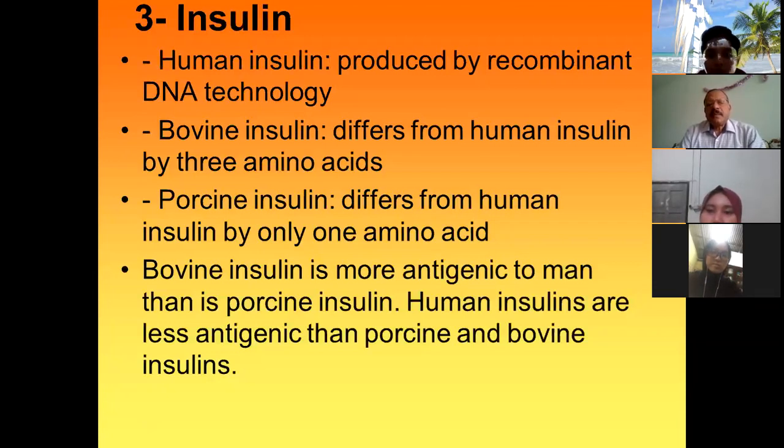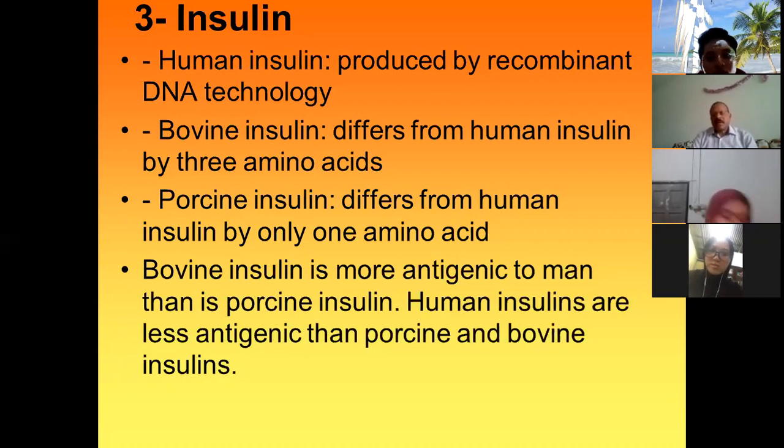In addition to human insulin, before it we had bovine insulin and porcine insulin. What's the difference between these animal insulins and the human? Still, there is a difference. Bovine insulin differs from human insulin by three amino acids. Porcine insulin is more similar to human, differing by only one amino acid. So we can say that bovine insulin is more antigenic, more liable to hypersensitivity reactions if it is given, because there are three amino acids different in the chemical structure.